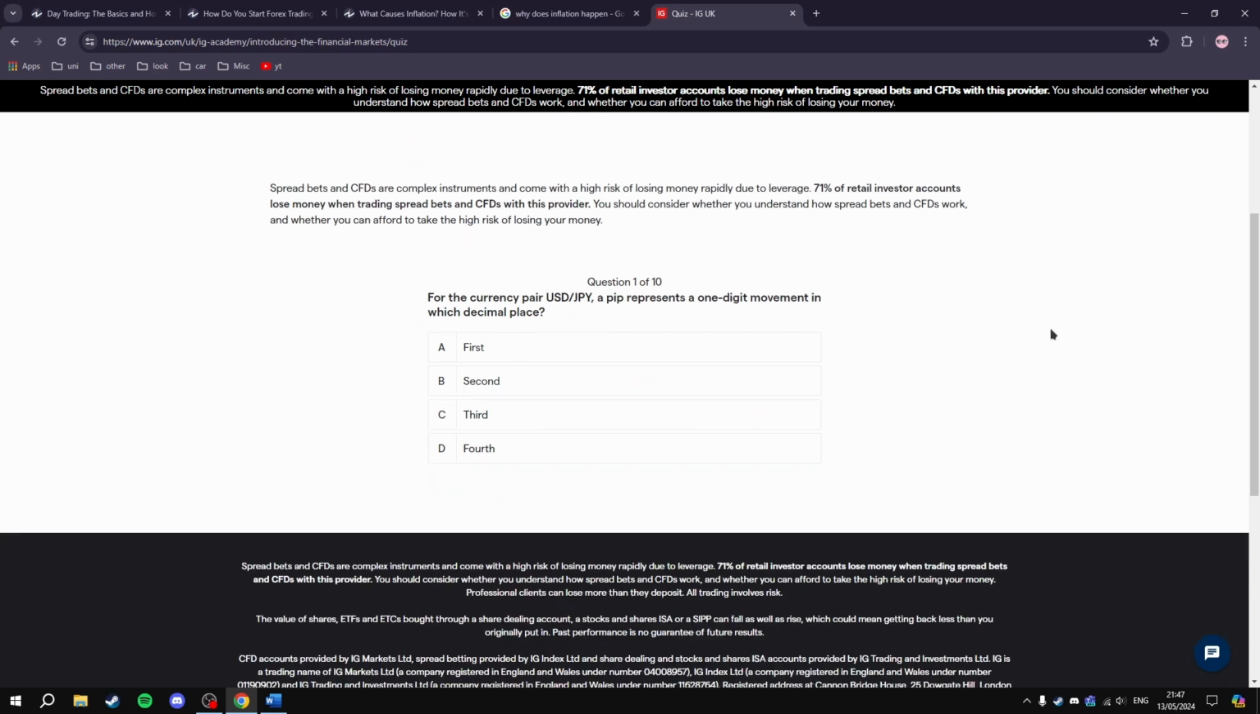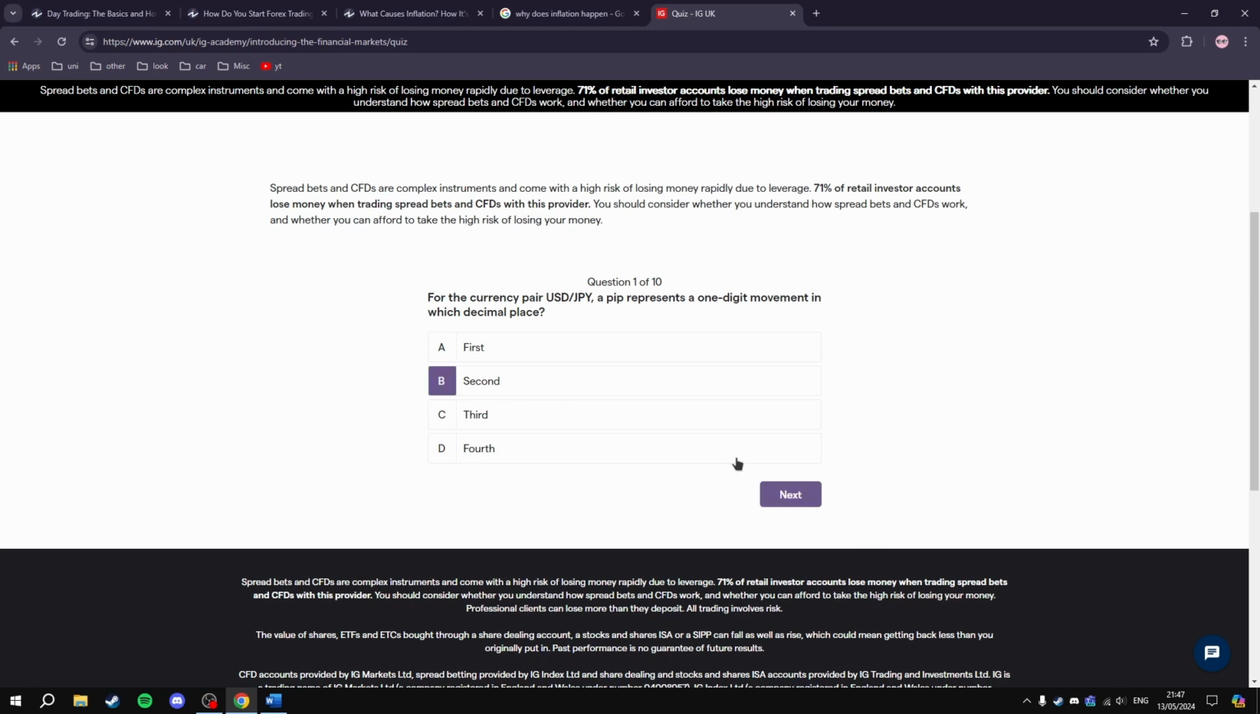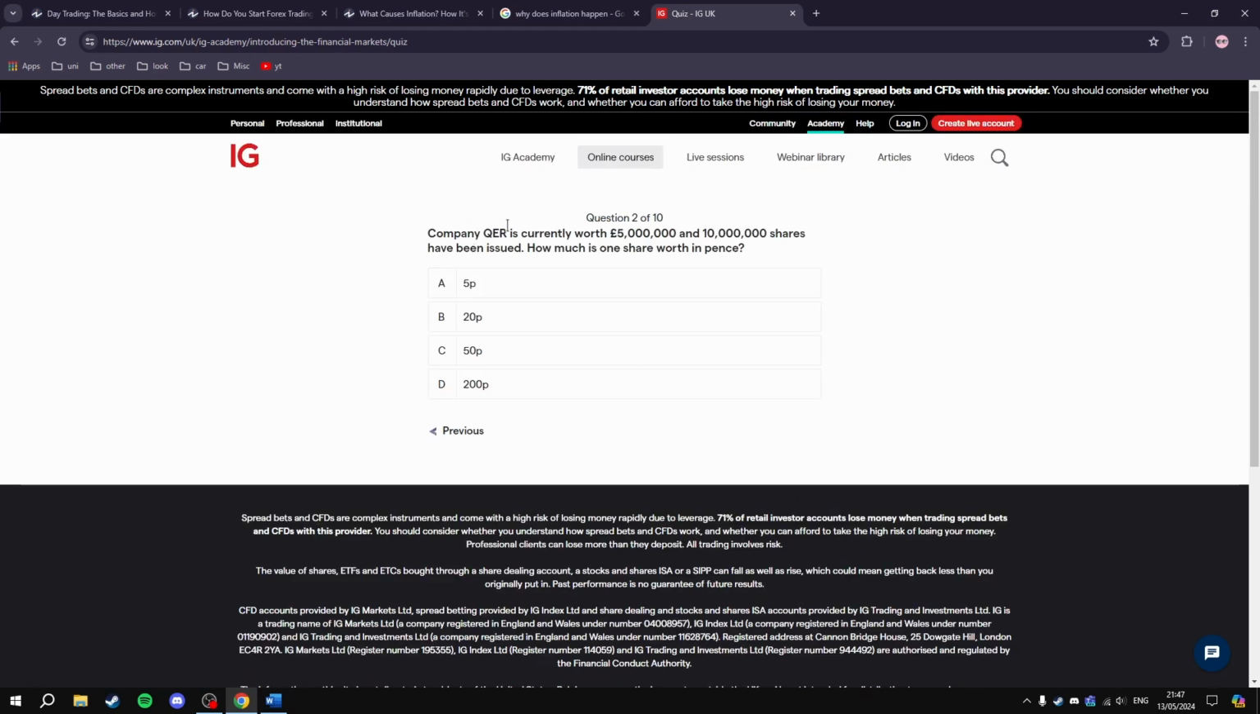Okay. Question 1. For a currency pair USD-JPY, a pip represents a one-digit movement in which decimal place? Since it's got JPY, it's the second decimal place. Company QER is currently worth 5 million and 10 million shares have been issued. How much is one share worth in pence? So that should be 5 million divided by 10 million, right? So let me just get the calculator up. 5 million divided by 10 million. 0.5 pounds, which is 50p.